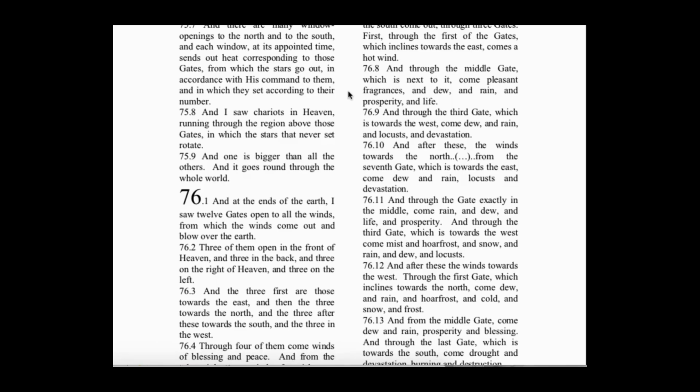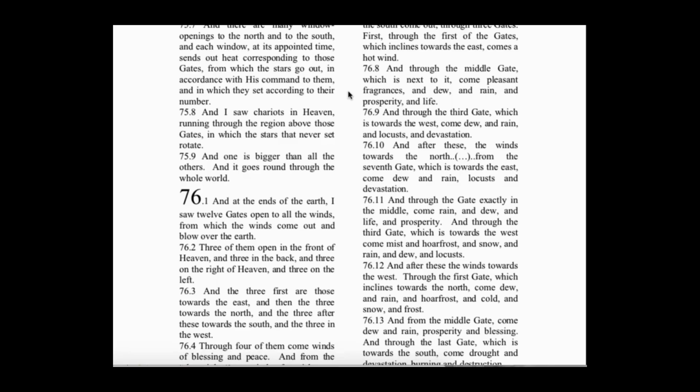And after this, the winds towards the north, from the seven gates, which is towards the east, come dew and rain, locusts and devastation. And through the gate exactly in the middle come rain and dew and life and prosperity. And through the third gate, which is towards the west, come mist and hoarfrost and snow and rain and dew and locusts.